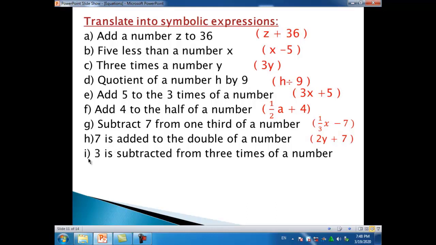Letter I. 3 is subtracted from 3 times of a number. Yes, as we said before, the meaning of times is multiply, and this number will be beside the symbol. As we can see, 3 times a number will be 3x. Subtract means minus. So minus 3, and the expression will be 3x minus 3.